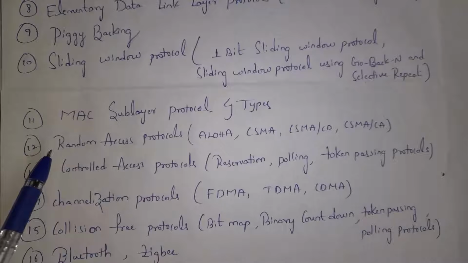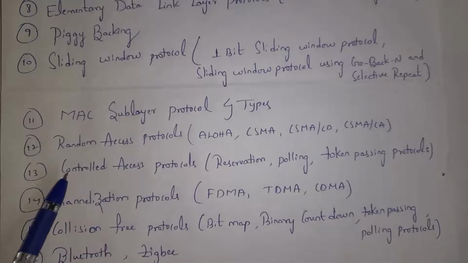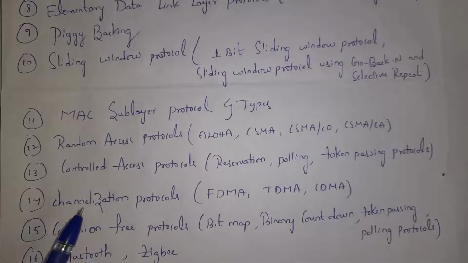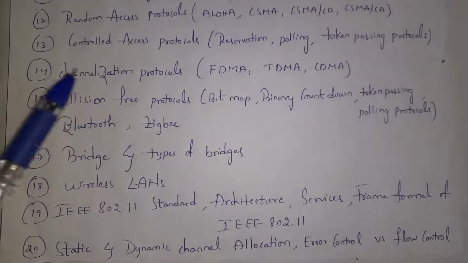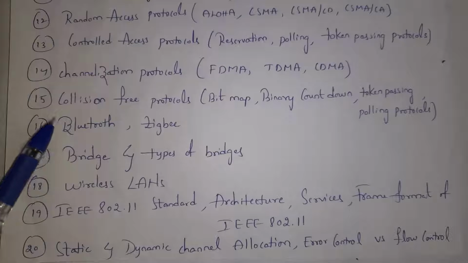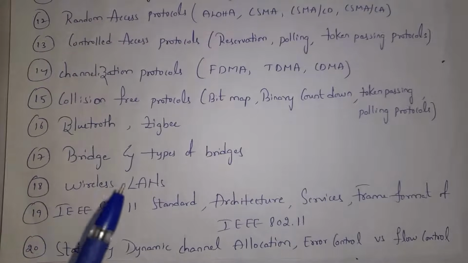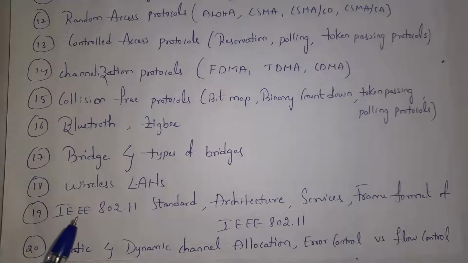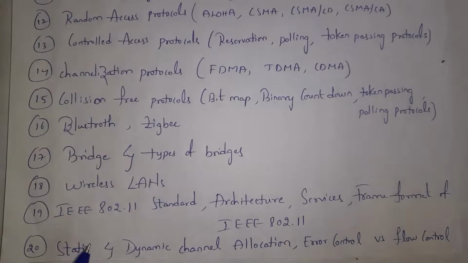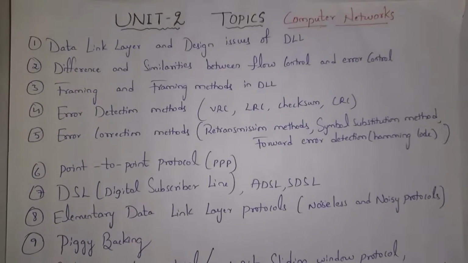I will explain random access protocols, controlled access protocols, and channelization protocols. I will explain all these protocols in detail. Next, I will explain what are collision free protocols and what is Bluetooth, Zigbee, what is bridge and types of bridges, what are wireless LANs, what is IEEE 802.11 standard. I will explain architecture, services, and as well as frame format of IEEE 802.11 standard. And also I will explain what is static channel allocation and dynamic channel allocation. I will explain all these topics in detail.